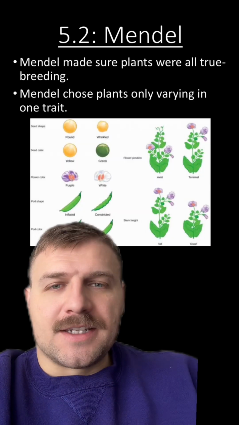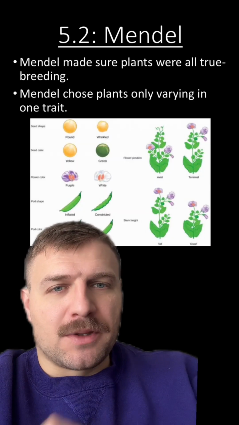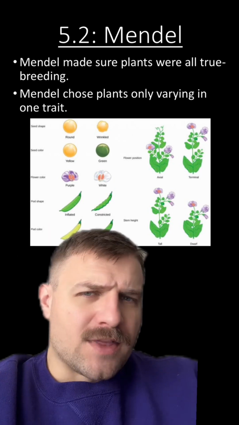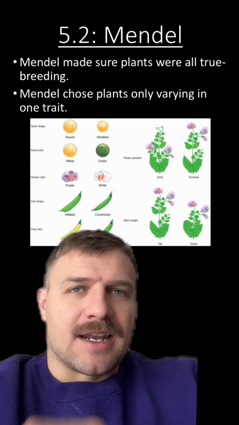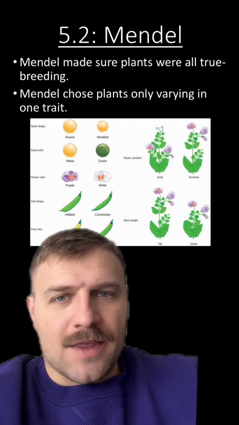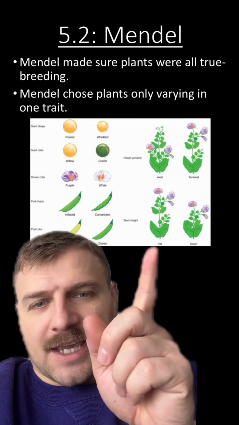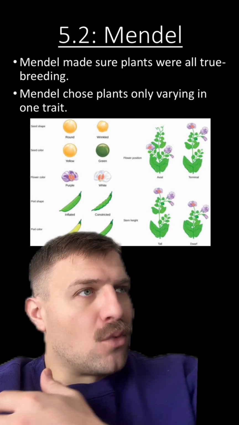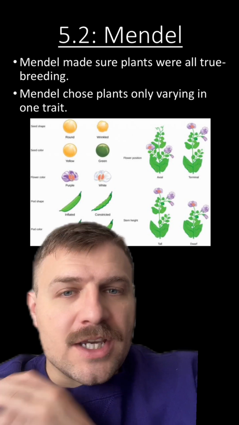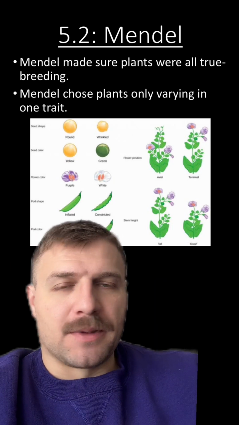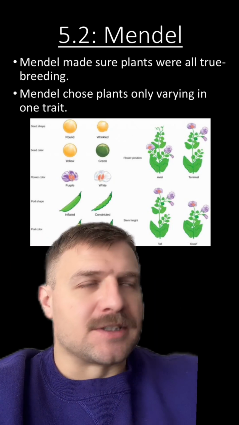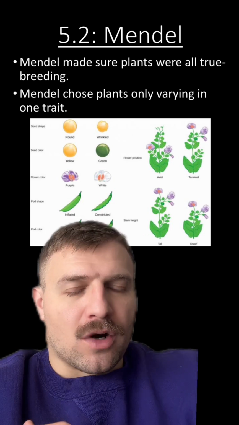Now, one of the first things he did in his experiment was he made sure that plants were something called true breeding. What that means is he would cross two of the same type of plant again and again and again until he only got that type of plant. For example, he kept on crossing tall pea plants with more tall pea plants until he only got tall pea plants in the offspring. He would also do that with dwarf or short pea plants. He would just keep on crossing and crossing until he only got dwarf offspring.